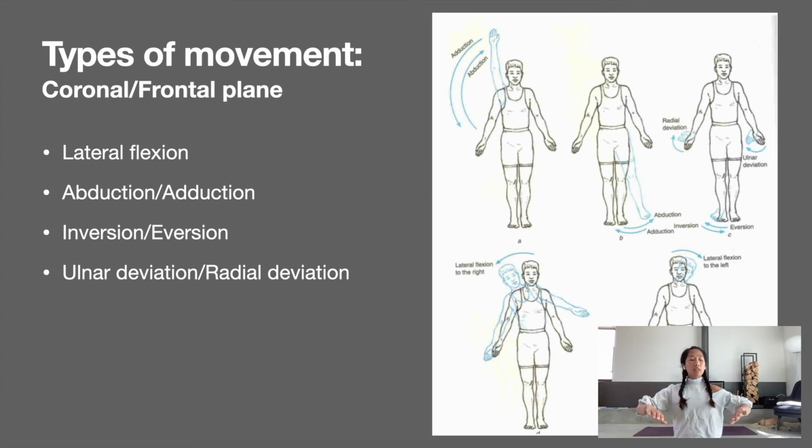And then there's ulnar and radial deviation. That refers to the forearm bones, and that's just this side to side movement. And don't worry, again, all this stuff will make sense as we go along. But those are the movements that can happen in this plane. So anything that moves in that plane of the body, that's a type of movement.